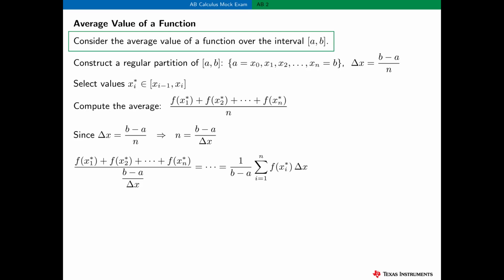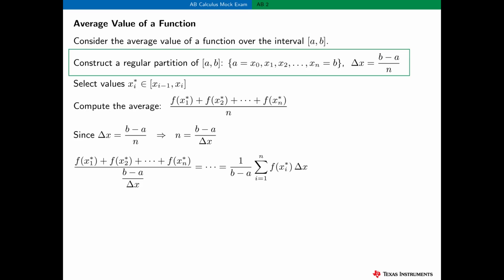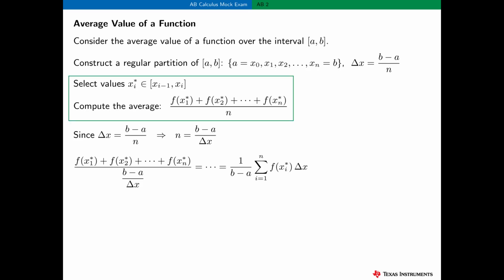So let's try to compute the average value of a function y=f of x over the interval a to b. We'll start by constructing a regular partition of the interval a to b. That is, we'll divide the interval a to b into n equal subintervals, each of width delta x, which is b minus a, divided by n. Now, select values x sub i star in the ith subinterval, and then compute the average of the numbers f of x sub 1 star, f of x sub 2 star, all the way down the line to f of x sub n star. So add them up and divide by n.